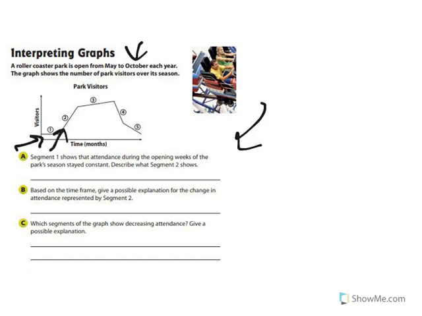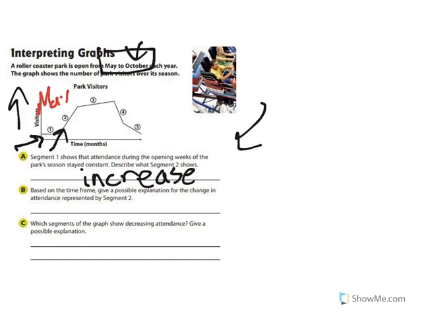And then what's happening in segment 2, it shows what's happening to the line. It's an increase. It goes up. Increase in visitors. Based on the time frame, give a possible explanation for the change in attendance represented by segment 2. So again, this is our time frame here, May to October, so think about it. The first part of our graph is May. And then after a few months, it's going up.